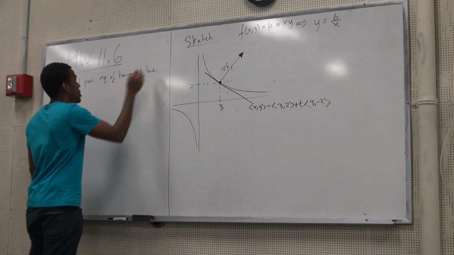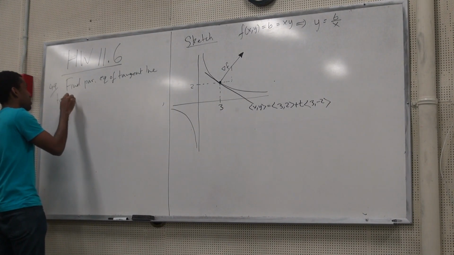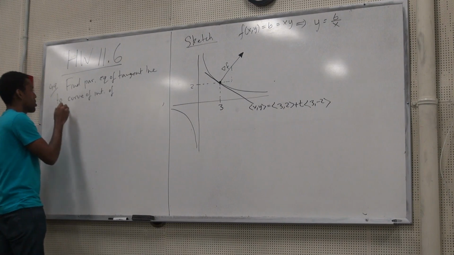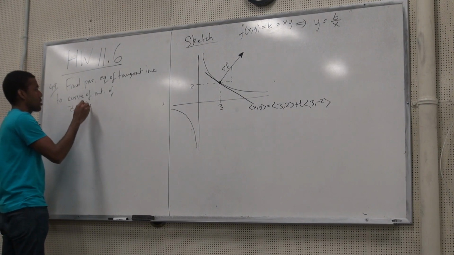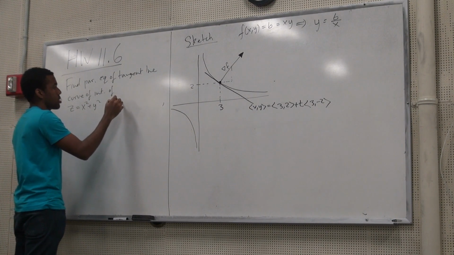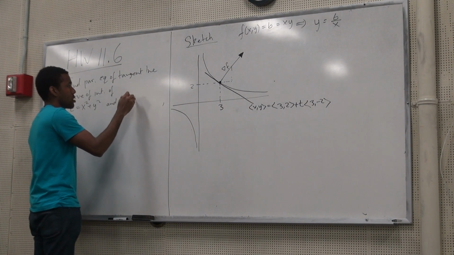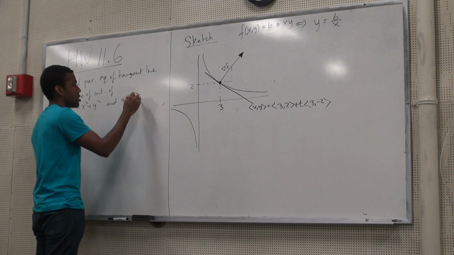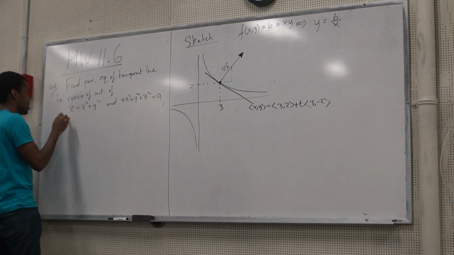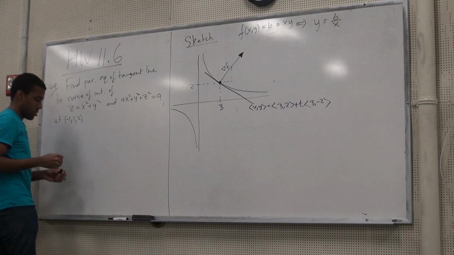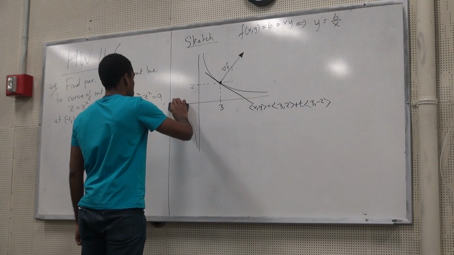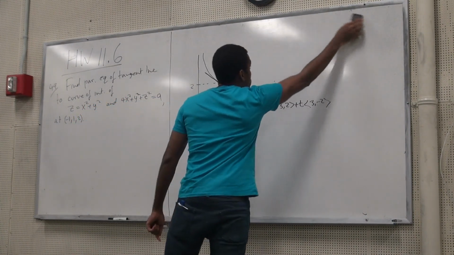Find the tangent line to the curve of intersection of the paraboloid z equals x squared plus y squared and the ellipsoid 4x squared plus y squared plus z squared equals 9 at the point (-1, 1, 2). Okay.